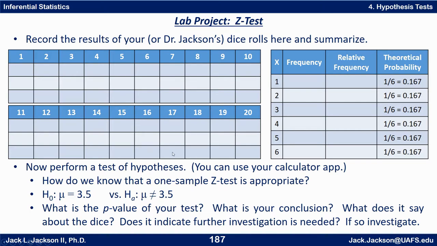Now perform a test of hypotheses, and you can use your calculator app for this test. It will be a one-sample z-test. Why is that appropriate? What conditions does a one-sample z-test need to be used? I want you to answer that yourself. And of course, the null hypothesis is that the mean is 3.5, which we know it should be for dice rolls, versus our alternative hypothesis that mu is not 3.5.